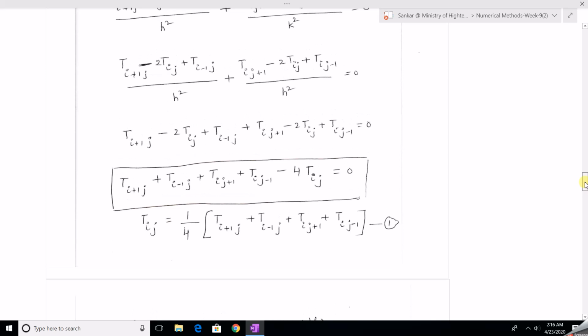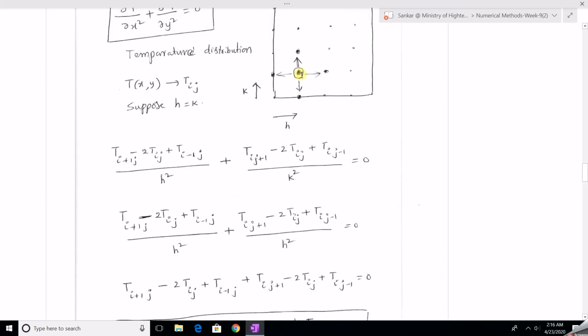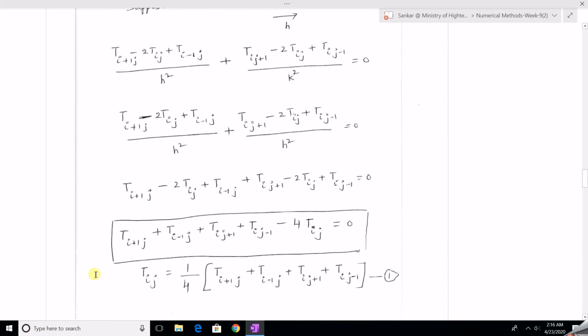So what is Tij? For example, if we need the temperature here, Tij, from this formula we have to look at Ti+1,j, that means the next point along the x-axis; Ti-1,j, the previous point along the x-axis; Ti,j+1, the above point along the y-axis; and Ti,j-1, the below point along the y-axis.